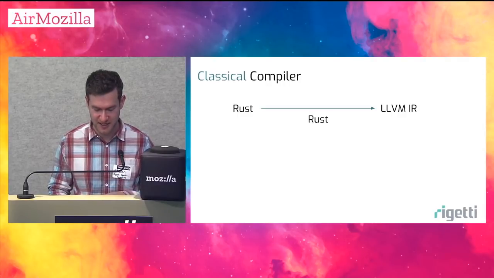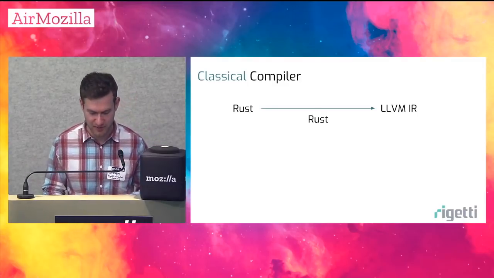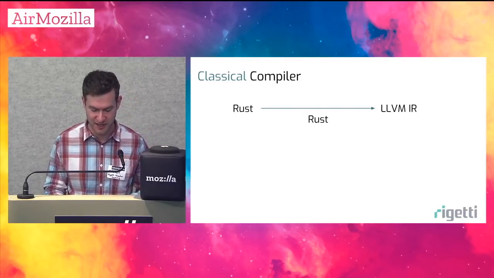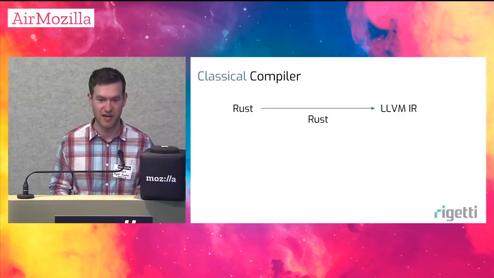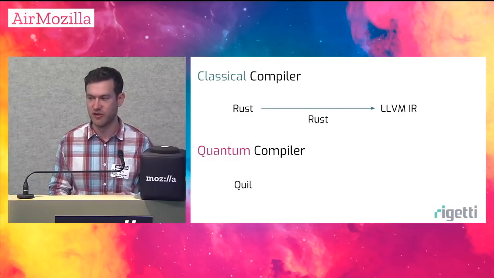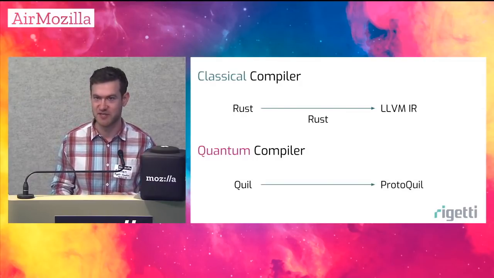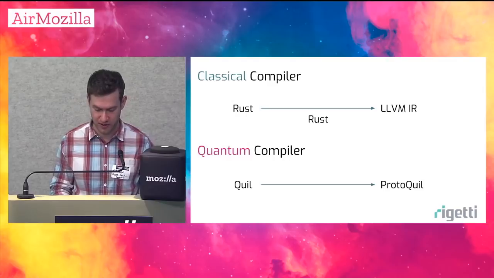So another way of saying this is that the source language is Rust, the target language is some intermediate representation, and the compiler itself is written in Rust. In our case, our quantum compiler takes in Quil, the quantum instruction language, as input, and compiles it to a subset of Quil called protoQuil.